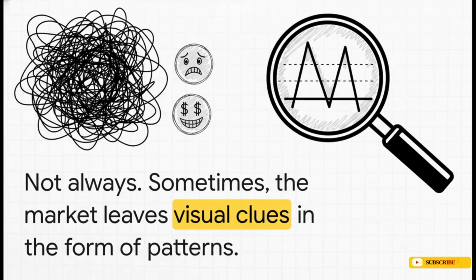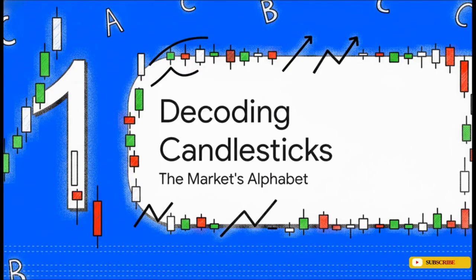Well, the thing is, not always, because you have to remember, what drives the market is human psychology. It's all fear and greed. And those huge collective emotions, they actually end up creating recognizable shapes on the charts. These are the visual clues, the patterns that can start to bring a little bit of order to all that chaos. But before we can read the sentences, which are the patterns, we have to learn the letters. And in the world of charting, those letters are called candlesticks. So let's start with the absolute fundamentals.